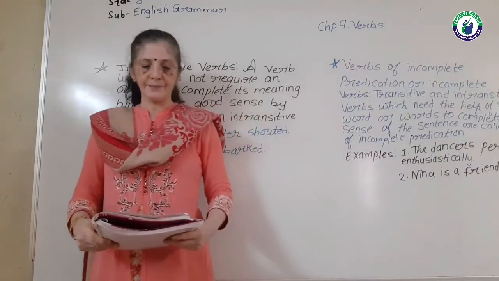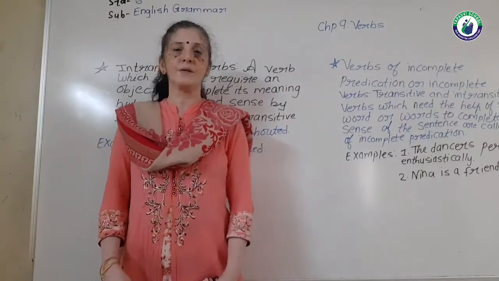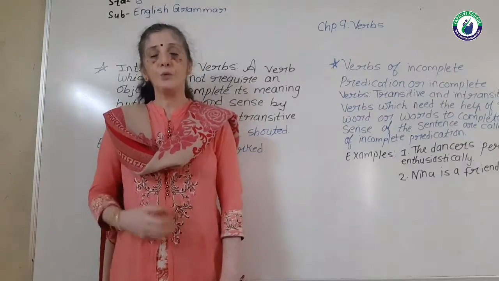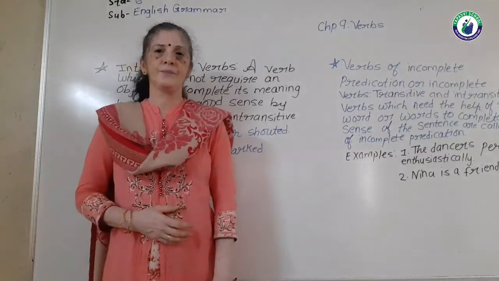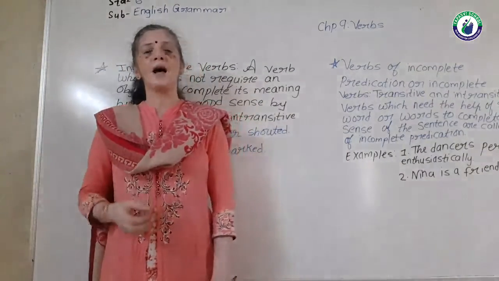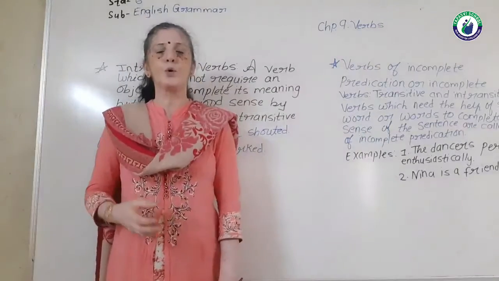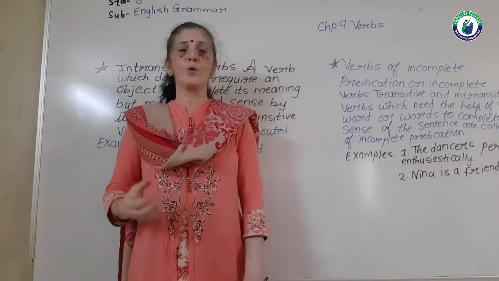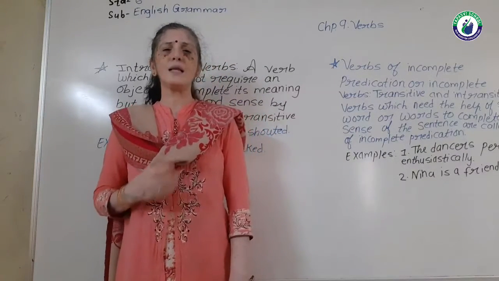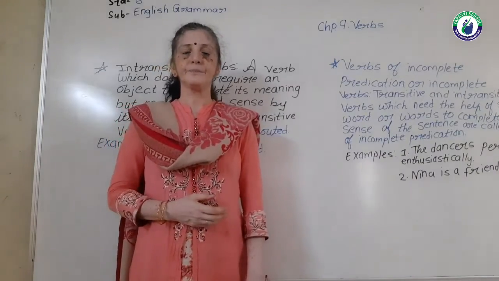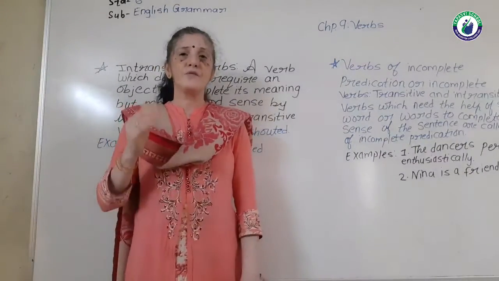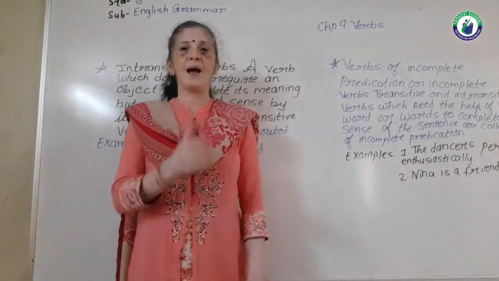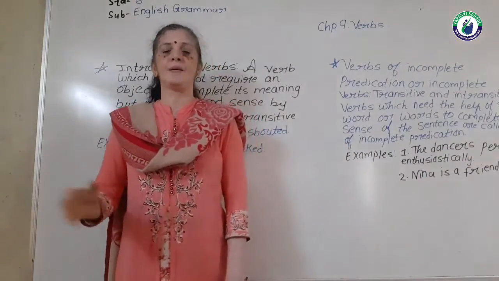Next topic is main and auxiliary verbs. What is a main verb? See students, whatever action we do, that is called a main verb. For example, play, eat, dance, write, jump, hop, scold, right? All these are called main verbs. Borrow, lend, right? All these are called main verbs. And we change the forms of main verbs as per the tense. That is past tense, past participle and present participle.